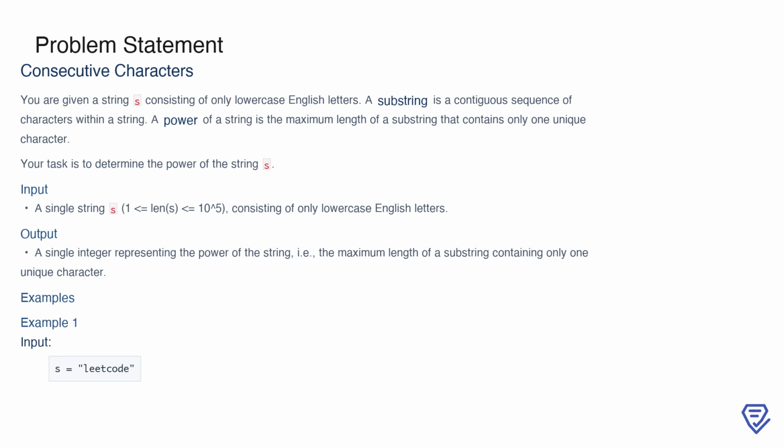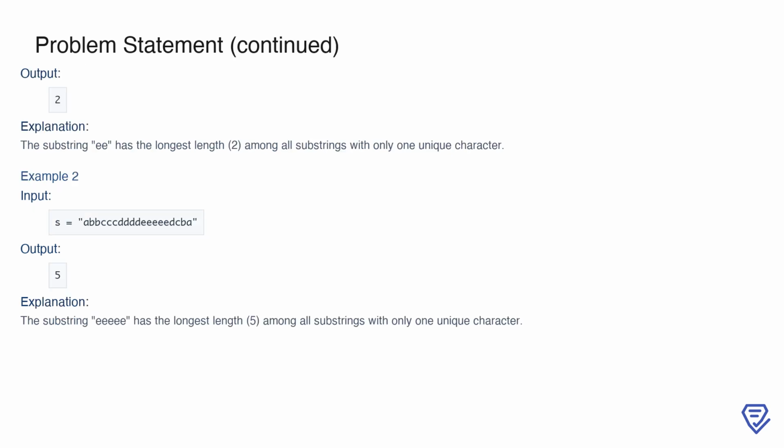The input for the problem is a single string S, with its length ranging from 1 to 100,000 characters. The output will be a single integer, representing the maximum length of any substring that fits the given condition. Let's look at an example to make this clearer. Consider the input string S equals LeetCode. The task is to find the longest substring where all the characters are the same. In this case, the substring "ee" is the longest, with a length of 2, as it contains only the character E. So, the output is 2.